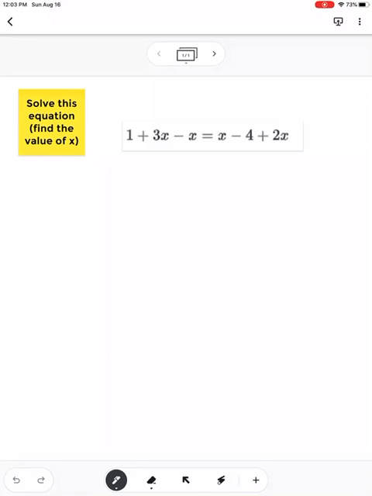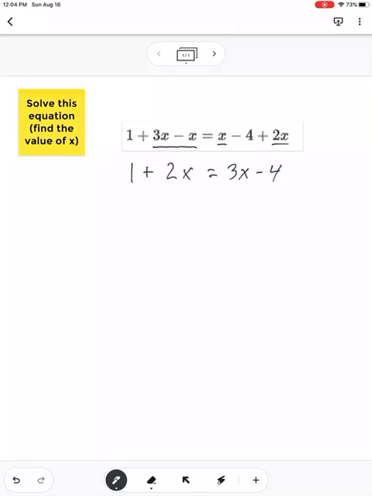So the first thing I would do here, on the left-hand side of the equation, is combine like terms, 3x minus x. So that's going to be 2x. So 1 plus 2x equals. And here we have like terms, x plus 2x. So that's going to be 3x minus 4.